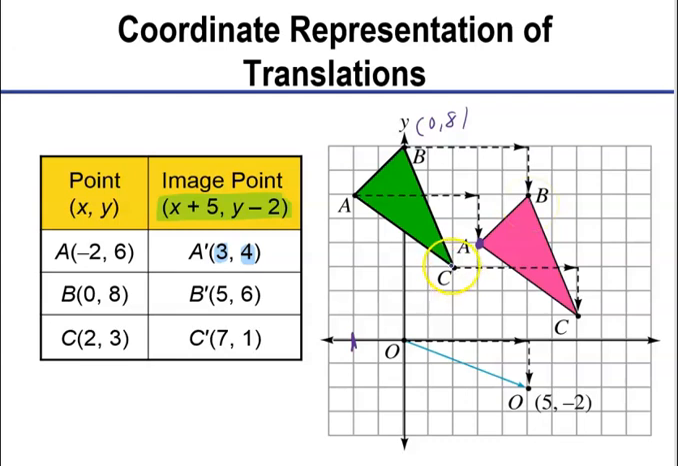And finally, our C value, you notice it is at 2, 3. And that's how it was labeled here. C is 2, 3. I plug 2 into my x value. 2 plus 5 is 7. I plug 3 into my y value. 3 minus 2 is 1. And then we plot the C primed, which they didn't put the little primes over here on our pink triangle, but that's what it is. Those are all the prime values, and that is at 7, 1. And then there is our pre-image in green and our new image in pink.